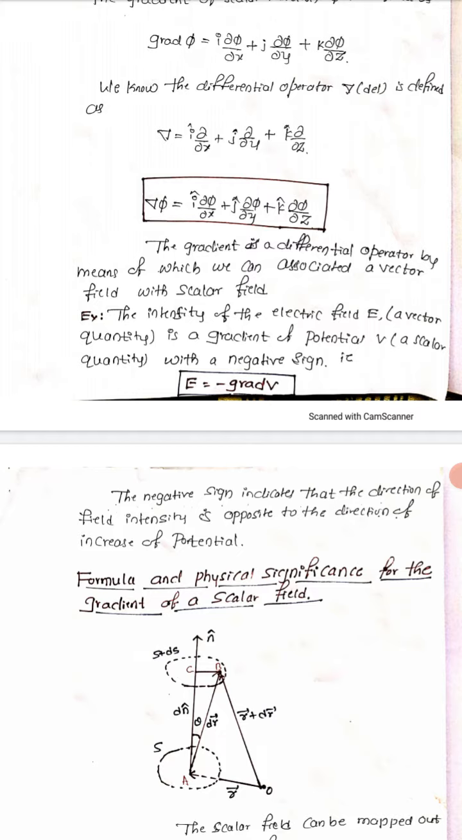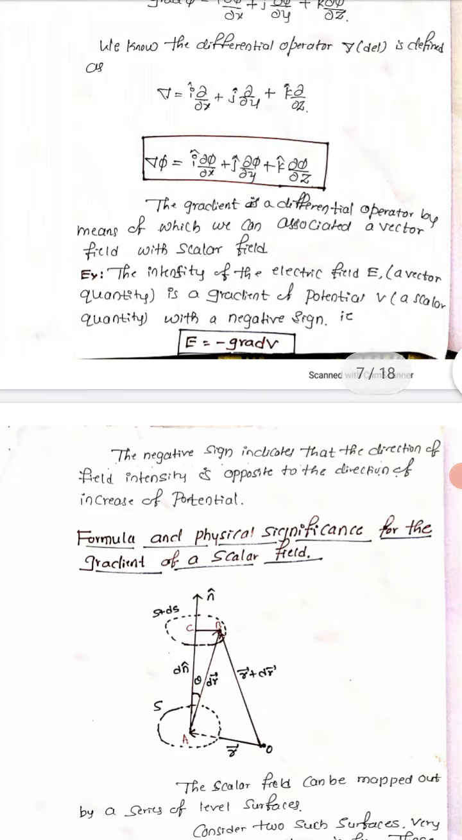For example, the intensity of the electric field E, a vector quantity, is the gradient of the potential, phi, a scalar quantity, with a negative sign. That is, the electric field equal to minus gradient of phi. That is the electric field equal to minus gradient vector phi.